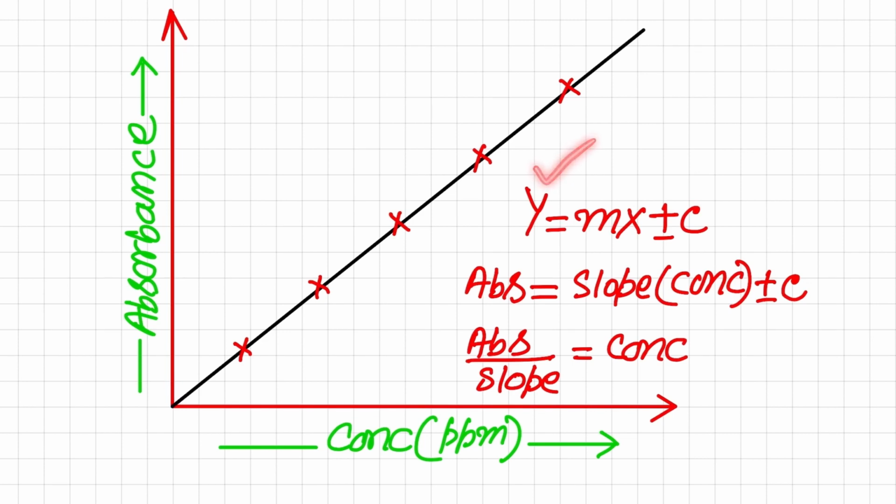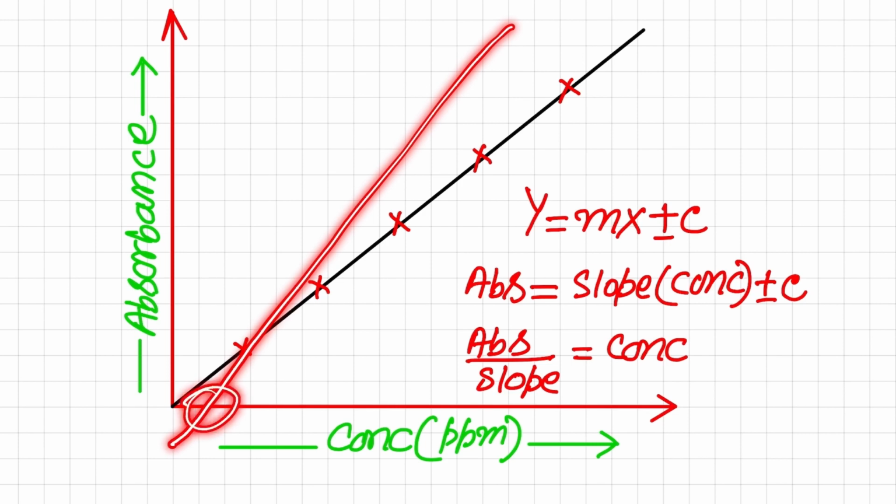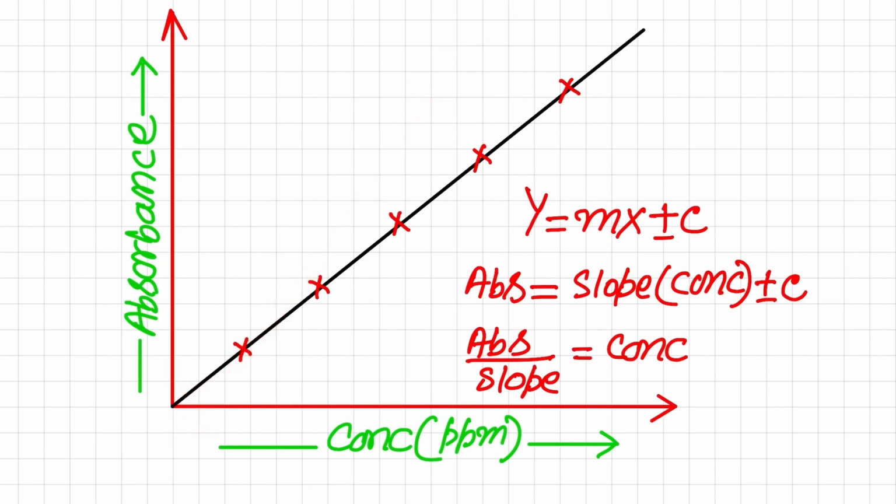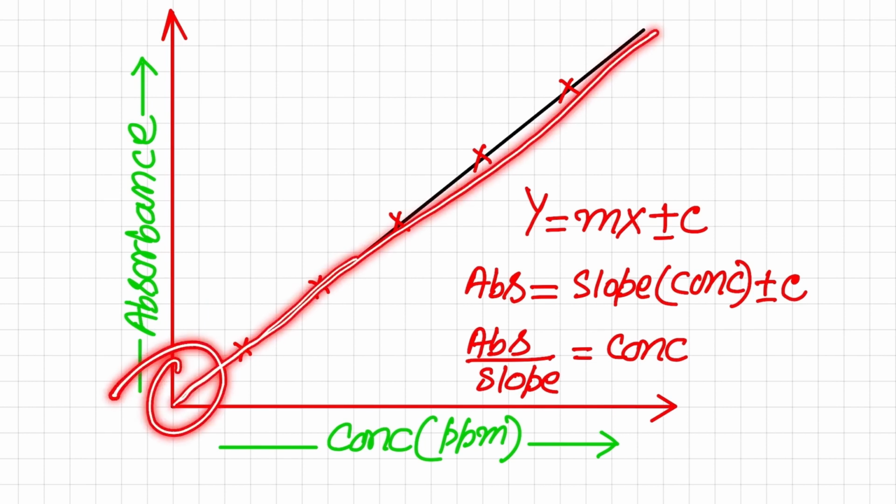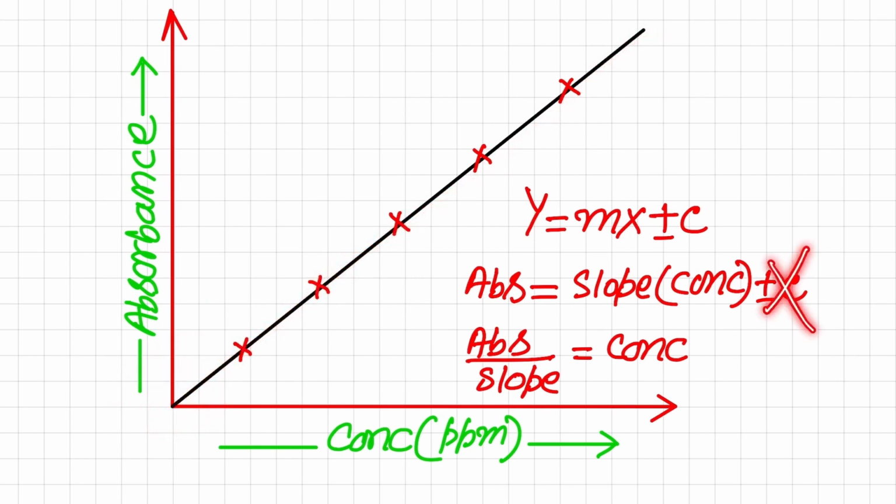So in this particular graph, y is the absorbance, m is the slope of this line, whereas x is the concentration in ppm, and this c is the intercept, which can have a positive or negative value. For example, if the line is here, it cuts the axis at a negative value, and if it is like this, then it is intercepting the axis at a positive value. However, in this case, as the line passes exactly through the origin, the intercept value will be 0.